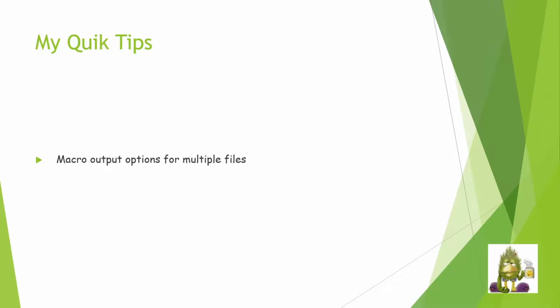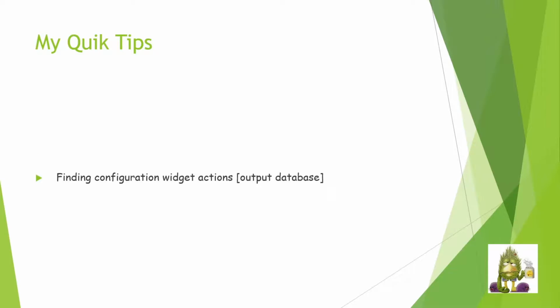And so to that matter, we're coming up to the last one. Finding configuration widget actions. In other words, you need to change things. What do you change them to when you start looking at how these are? And I chose to use the output widget for databases because it's one that I use quite often, and I'll show you how we can utilize that not only in a macro, but also in an application.